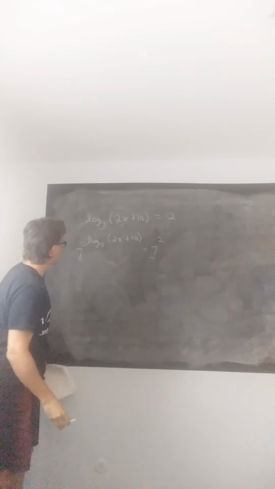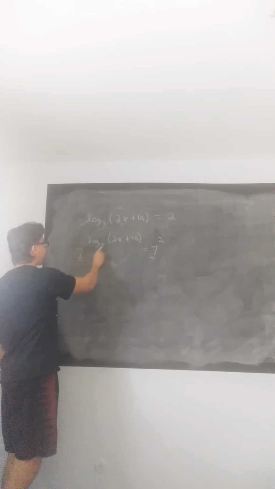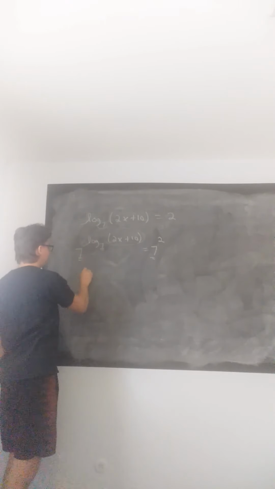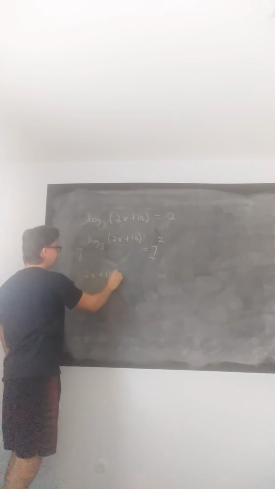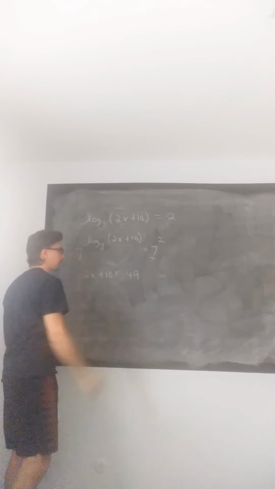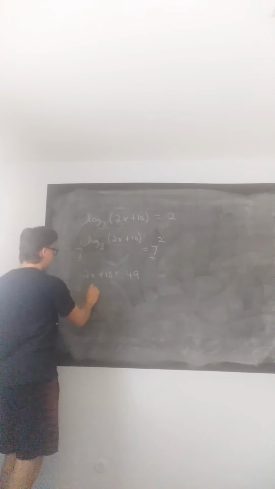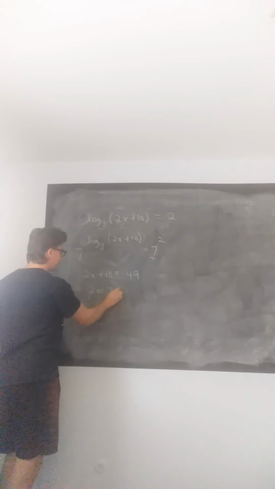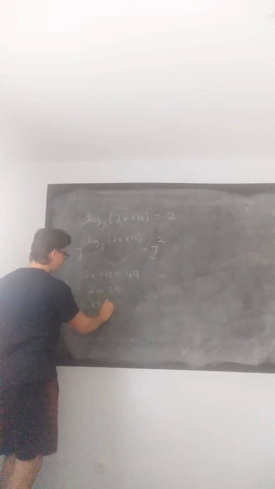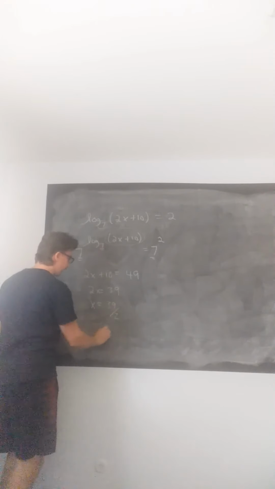Because of this nifty property with the same bases, we're able to pull this down in front. So we've got 2x plus 10 equals 49. 7 squared, of course, is 49. You go ahead and subtract 10, you get 2x equals 39. And you divide by 2, you get 39 halves.